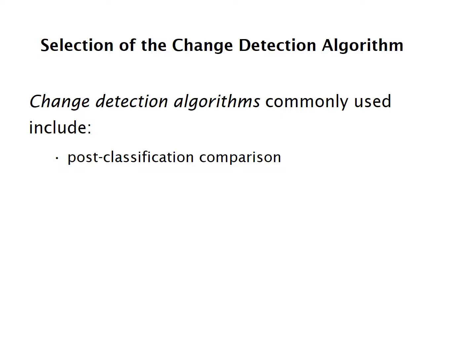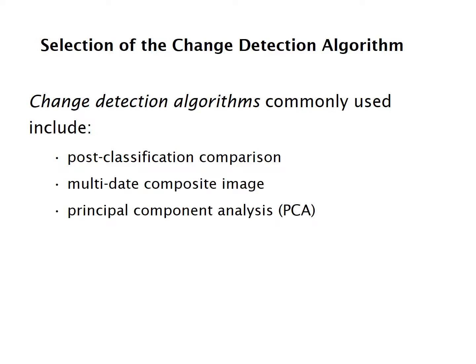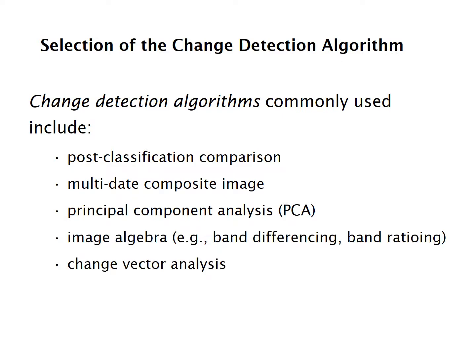Change detection algorithms that are commonly used include post-classification comparison, multi-date composite image, principal component analysis, image algebra, or band differencing or band ratioing, and change vector analysis, as well as binary mask. So let's take a little bit of a stab at a couple of these.